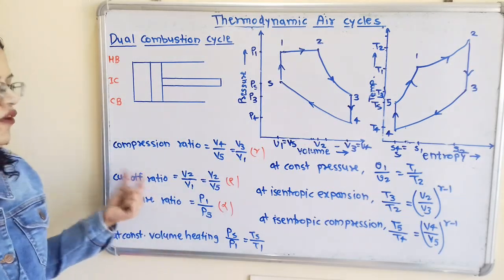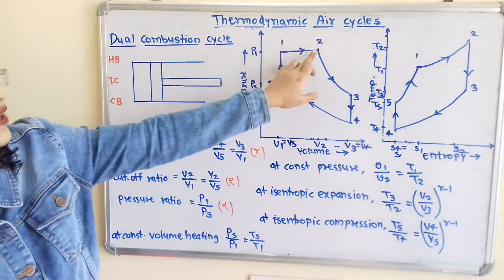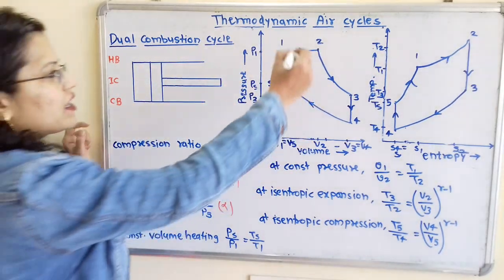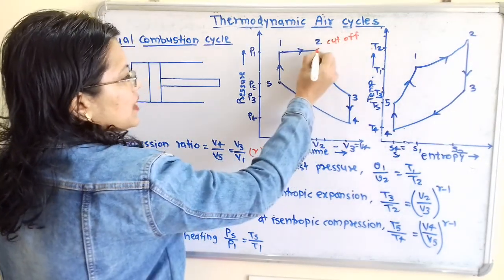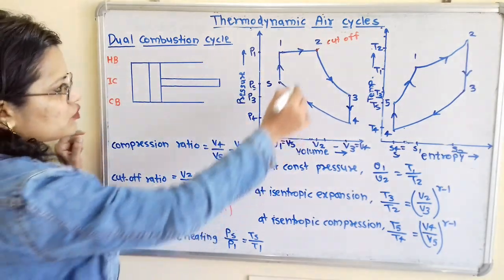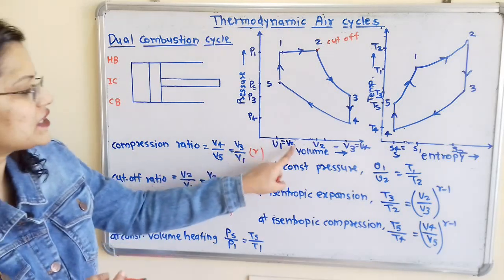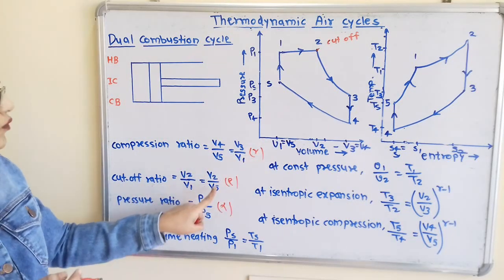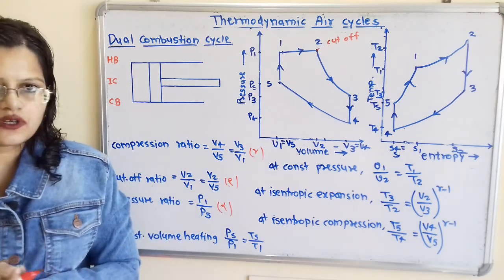Next one is the cut-off ratio. We know that at point 2 heat supplied is cut off and this point 2 is known as the cut-off point. So we will take the volume ratio for the process at points 2 and 1. So cut-off ratio is V2 by V1. Now if we observe, V1 is equal to V5, so we can also write V2 by V5, and for cut-off ratio we will write the notation rho.